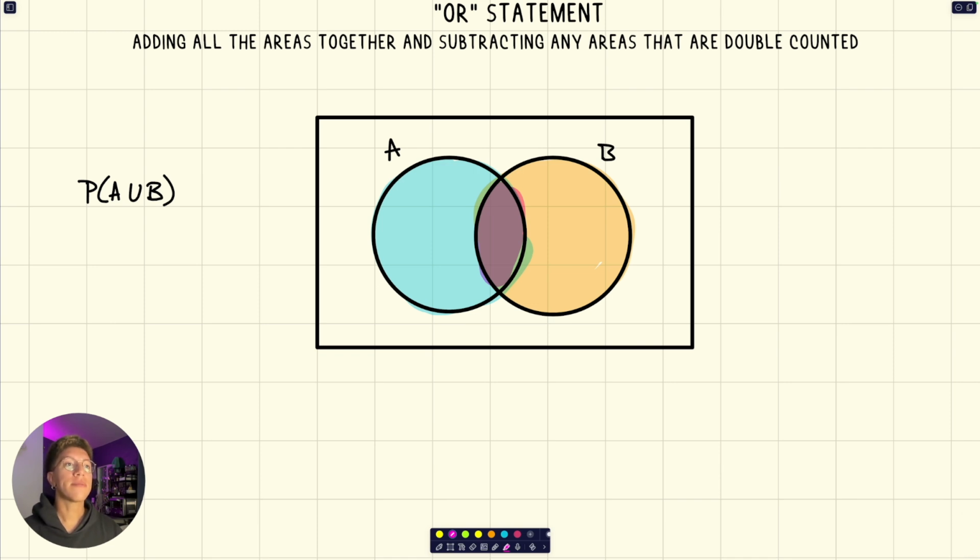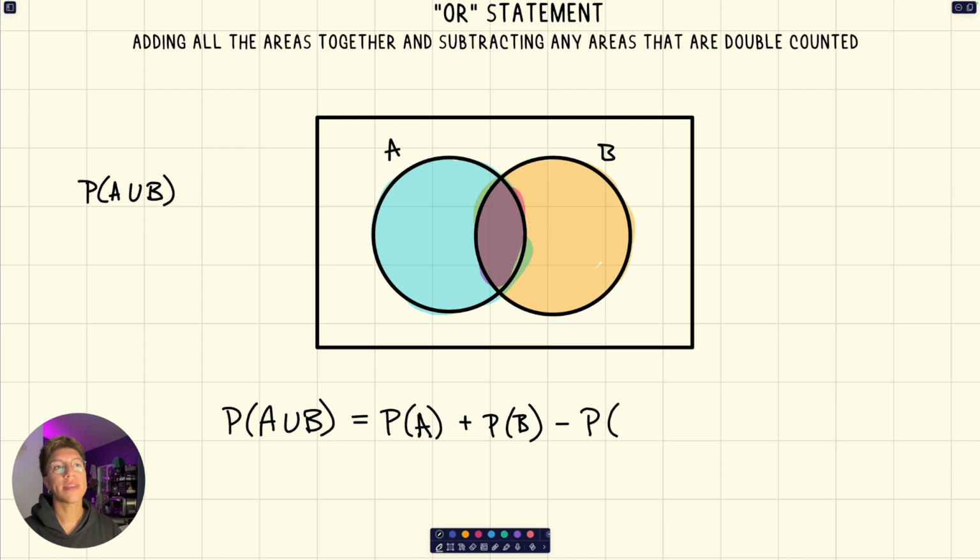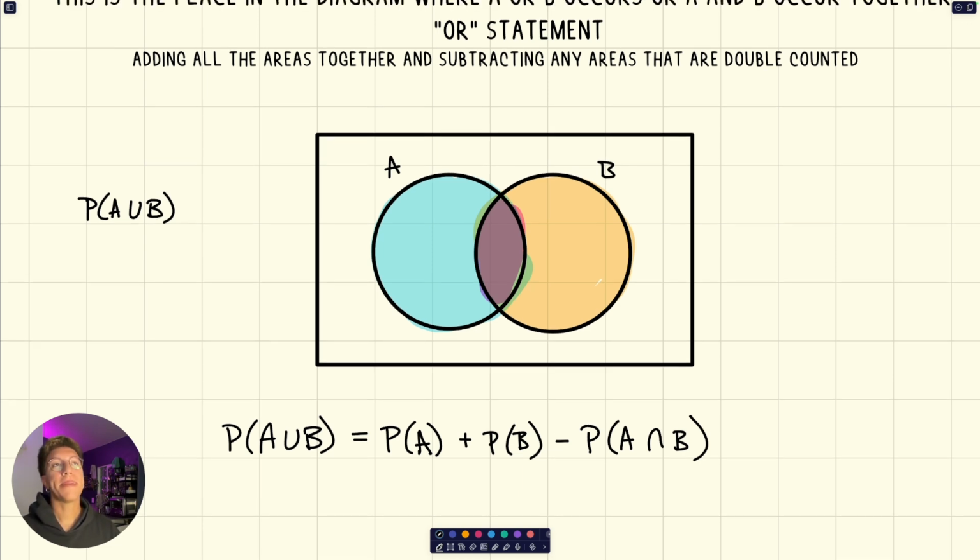Sorry, our union formula. So we say that the probability of A union B is equal to the probability of A happening or B happening. But again, if we add A and B together, we're double counting that center, so we need to subtract away the intersection of those two, which we can now write like that. So this is our formula to find the union of those two events happening.